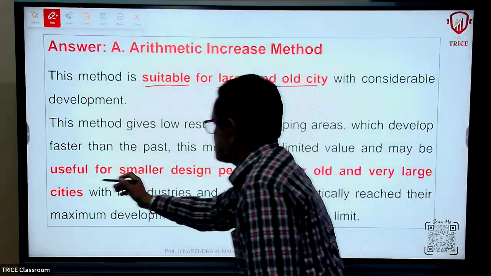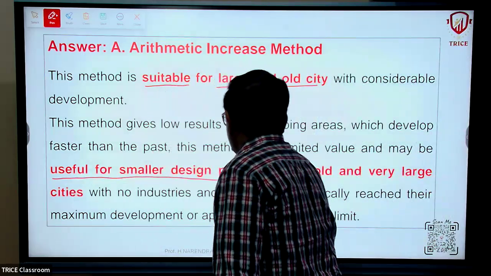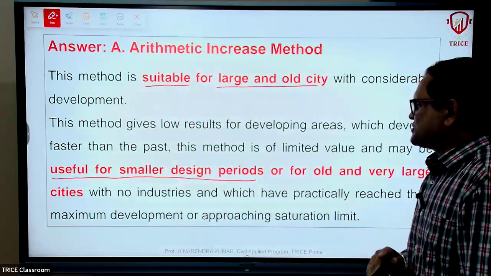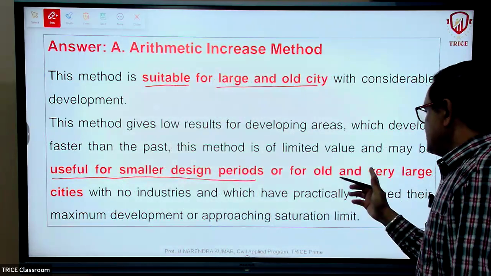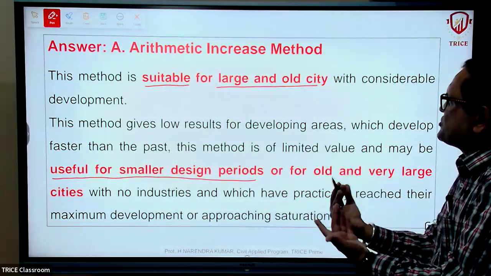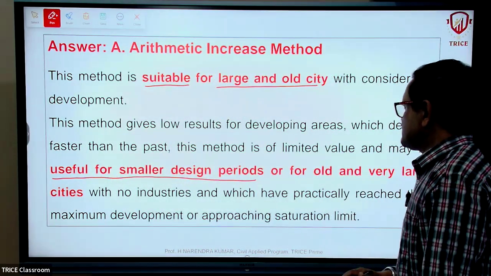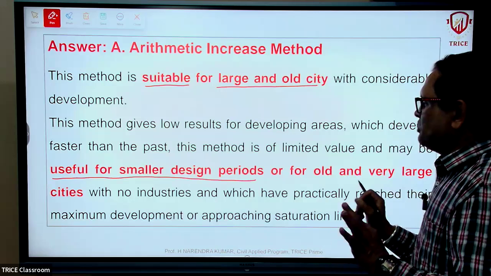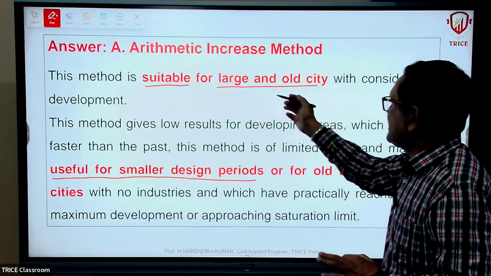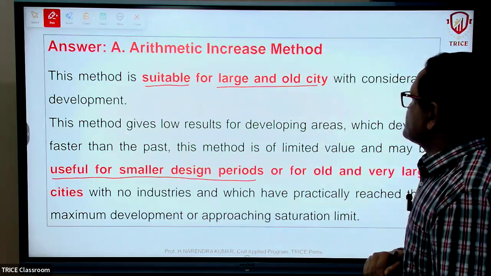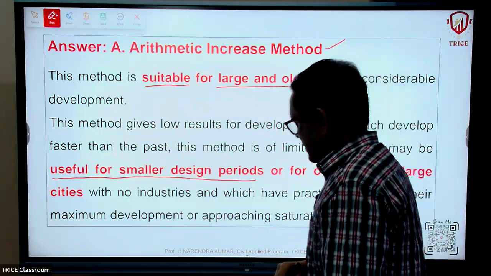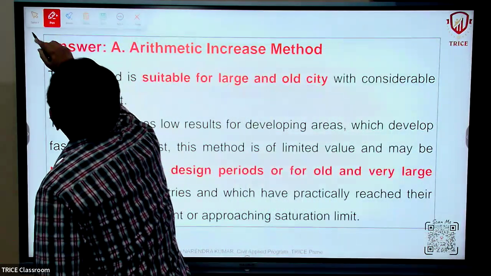You need to remember this also, because in the question they can add this answer also: useful for smaller design period or for old and very large cities. That is why I am giving you all the options for you to remember. With no industries, which have practically reached their maximum development or approaching saturation limit. So that is why we say suitable for large and old cities. The method suitable is the arithmetical increase method.